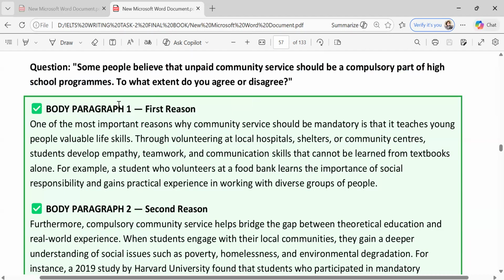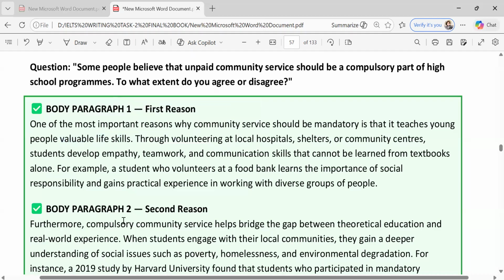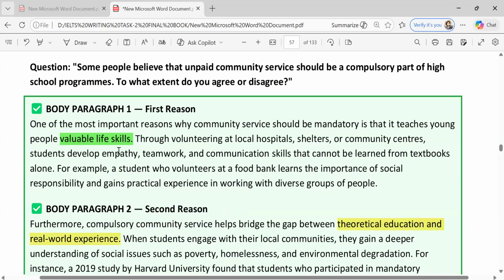Look, in your introduction paragraph, in the thesis statement, you have mentioned 2 points. For example, over there, you supported that I agree, and based on what? The first thing was valuable skills. This was one of your reasons. And the second reason you have mentioned there, that's about theoretical and real world experience. These 2 points you have already mentioned where? In your thesis statement. So the first paragraph is on the first reason, and the second paragraph will be based on the second reason.